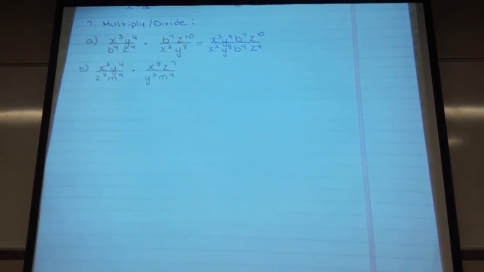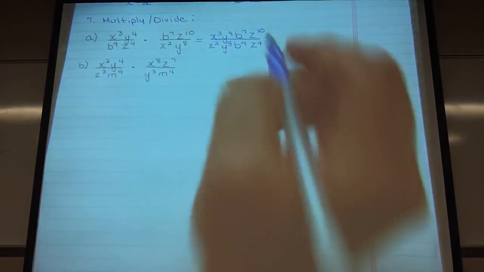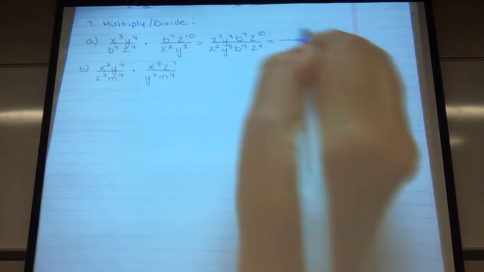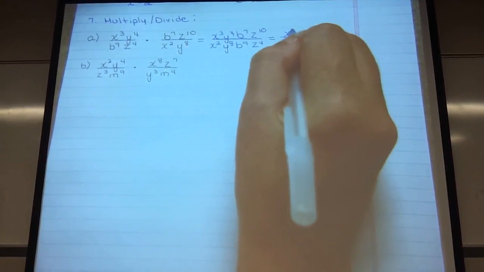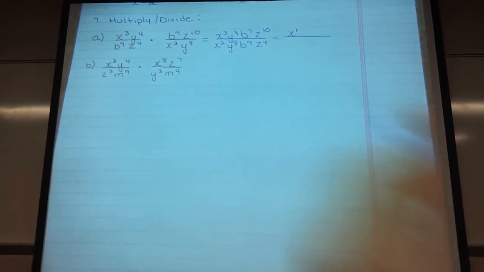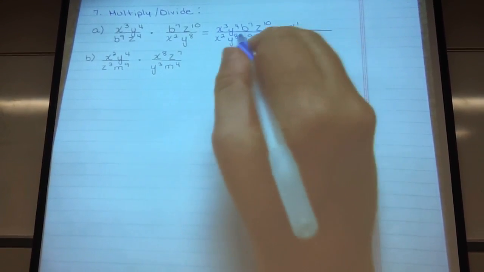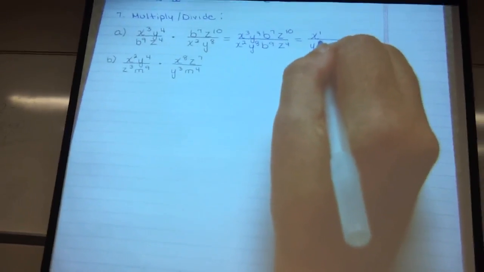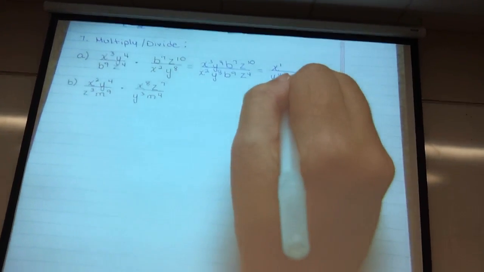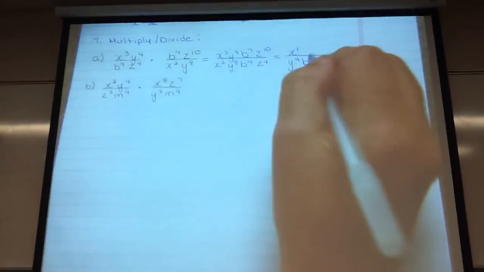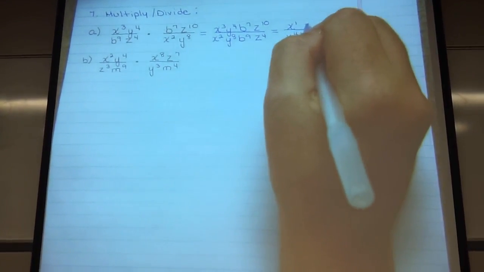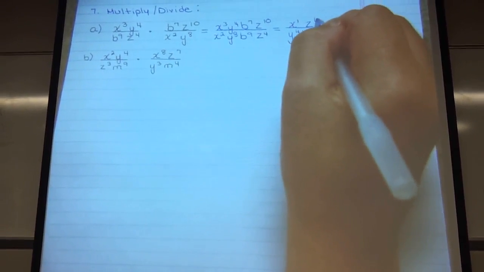All right, so now it's just a matter of where do you have more at, on the top or bottom? So for the X's, where do you have more at? The top. And when you subtract 3 minus 2, you just get 1. X. Don't have to have the 1. What about your Y's? The bottom. And 8 minus 4 is 4. Your B's? Bottom. 9 minus 7 is 2. And then your Z's? Top. And 10 minus 4, 6.